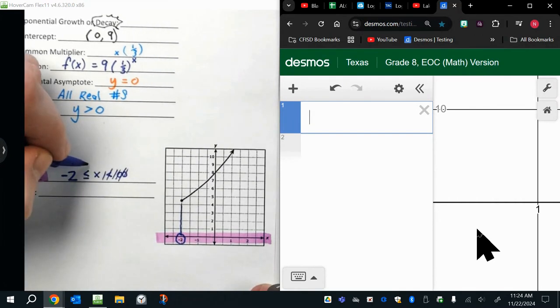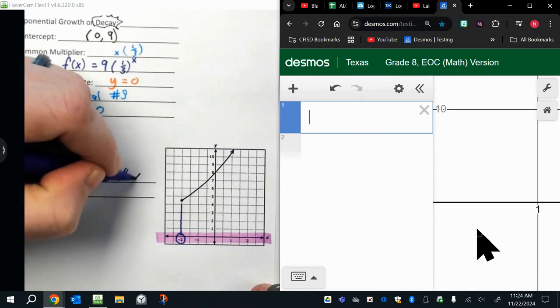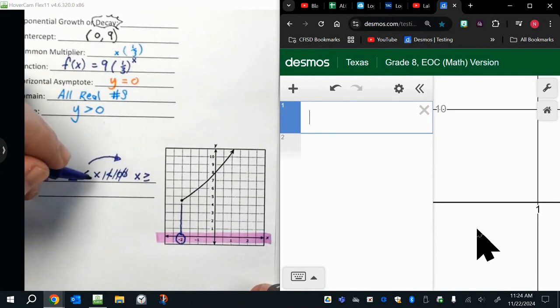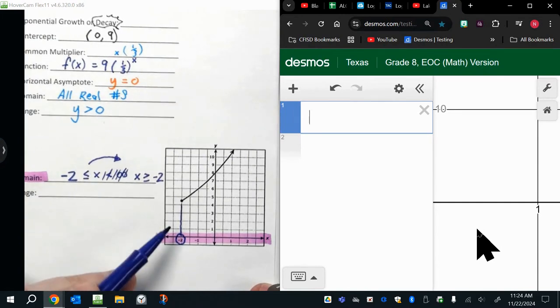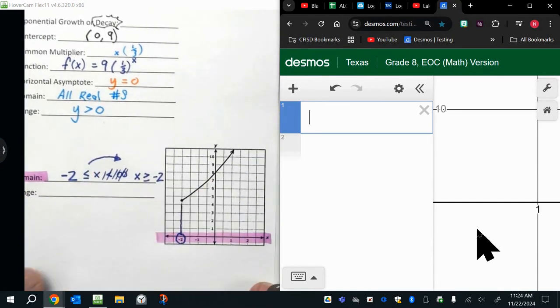Okay? So we're going to actually rewrite this. The formal way to write it is that the x comes first, and then my sign flips to face towards x, and then this is going to say -2. So all of the x values that are bigger than or equal to -2.